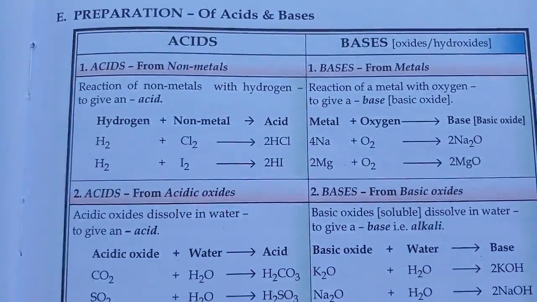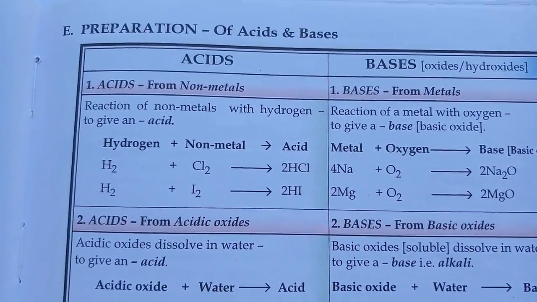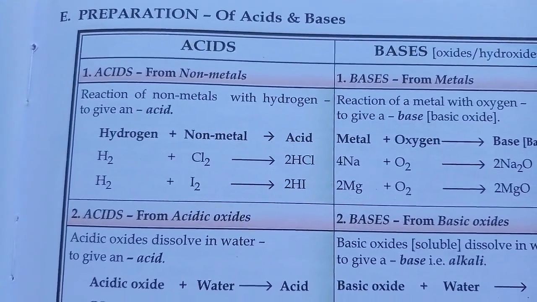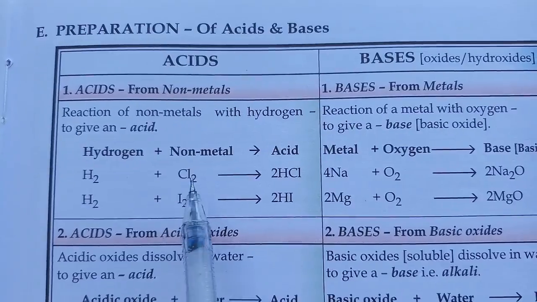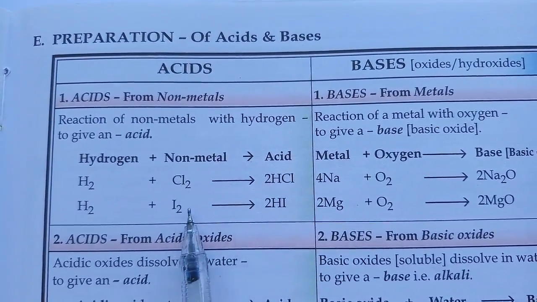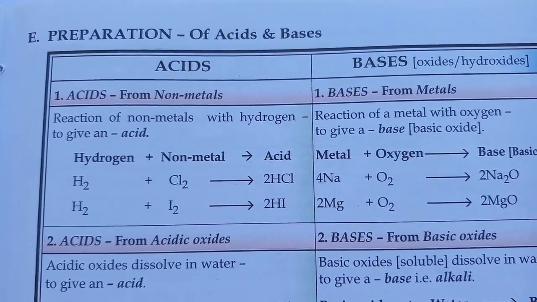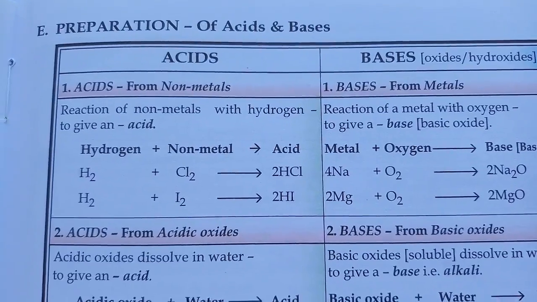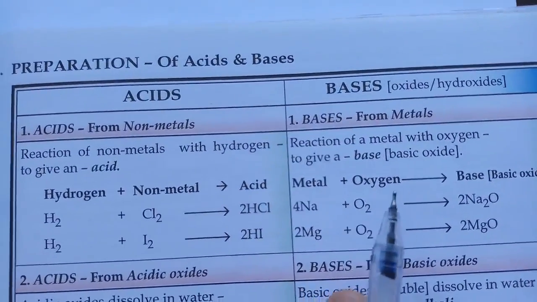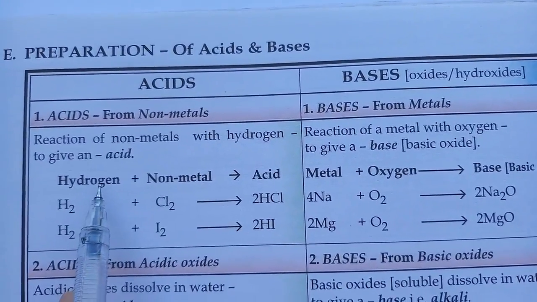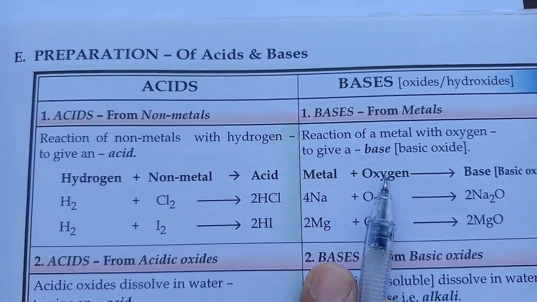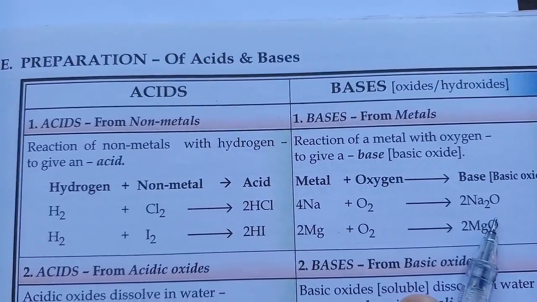You can see on the screen acids from nonmetals. When hydrogen reacts with chlorine, a nonmetal, it gives you HCl. And if it is iodine, it gives you HI, right? Same way, if you want to prepare a base, here hydrogen reacts with a nonmetal, and here a metal reacts with oxygen, it gives you basic oxide, right?